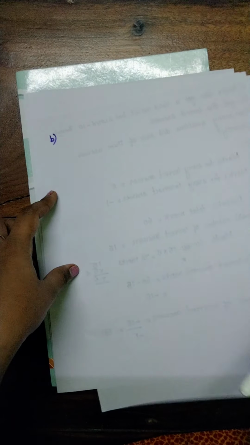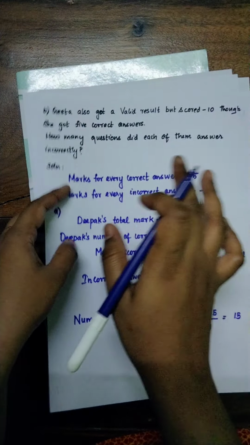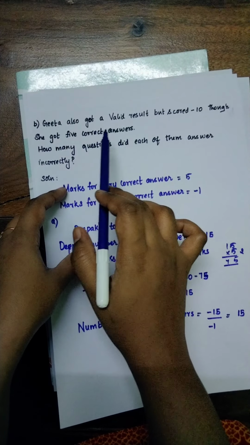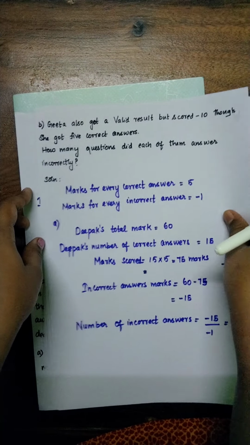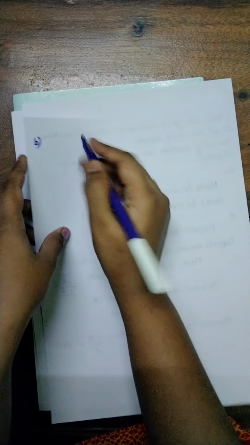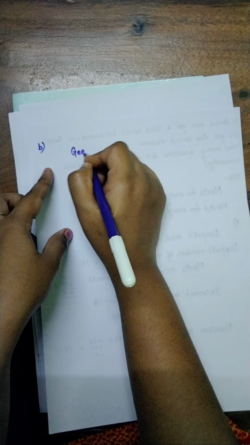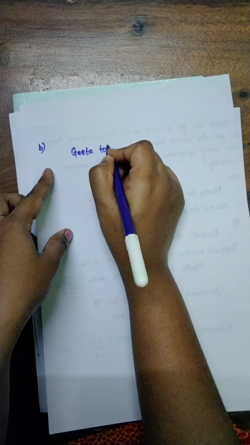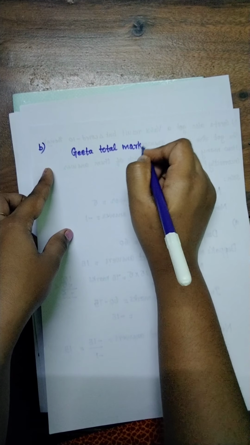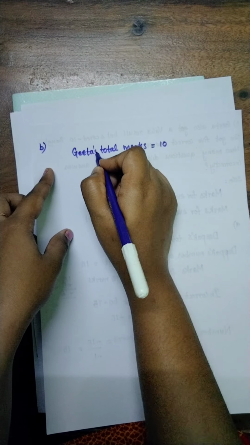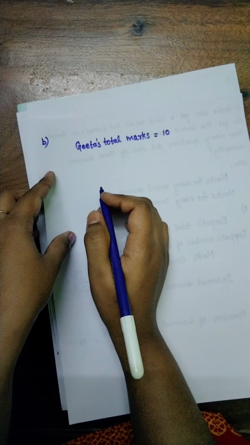B part. Same steps, everything same. Geeta also got a valid result but scored minus 10 marks. So Geeta's total mark is equal to minus 10. Okay, so Geeta's total mark is equal to how many marks she scored? Minus 10. So Geeta's total mark is equal to minus 10.